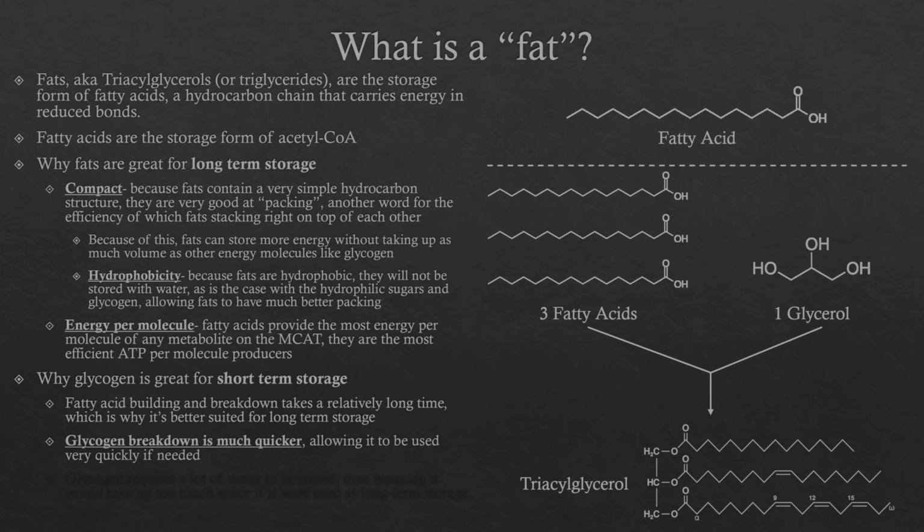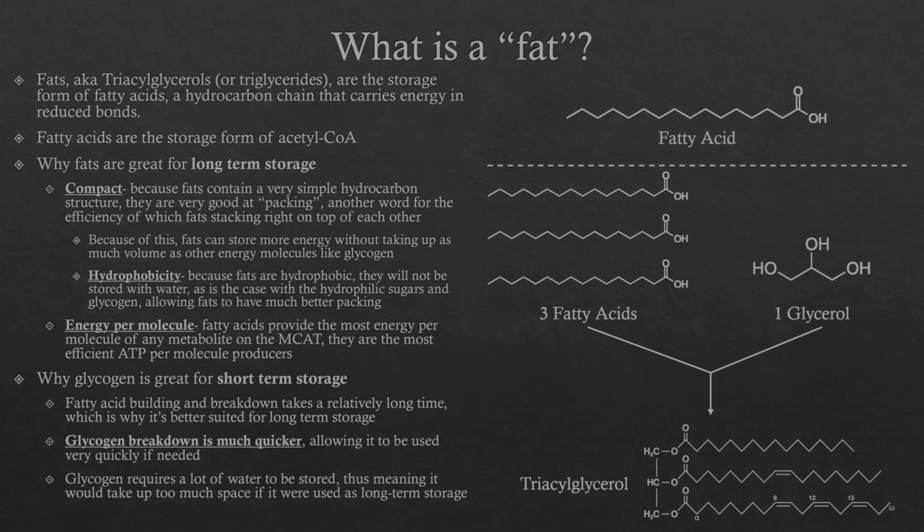So glycogen is much quicker to break down because pretty much all we have to do is just slice glucose monomers off of that polymer chain, that polysaccharide chain, and then glucose is immediately ready for any type of respiration where we can produce ATP. Glycogen also requires a lot of water to be stored. Sugars in general are very polar molecules, meaning they're going to attract water. So this also kind of explains why it's not really great for long-term storage. It's much more suited for short-term storage when we can easily get rid of it.